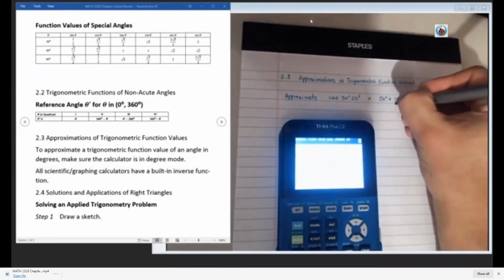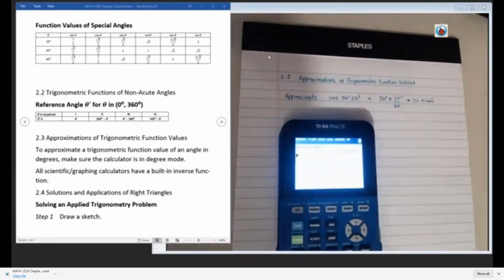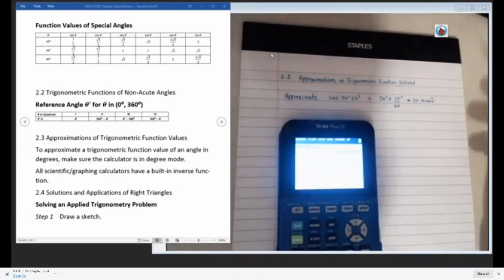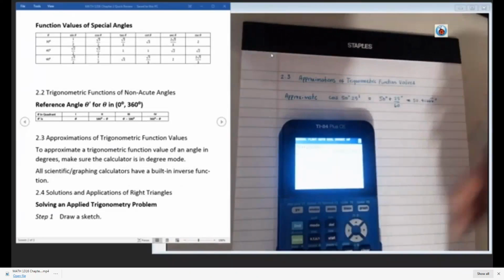At that moment, I realized that I need to change the 25 minutes to a decimal. And just don't forget that 1 minute is equal to 1/60 of a degree, and 1 degree is equal to 60 minutes.